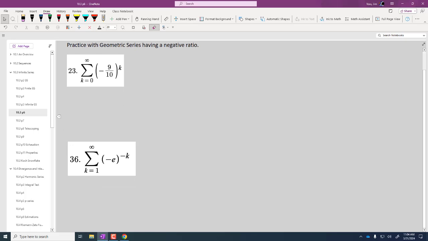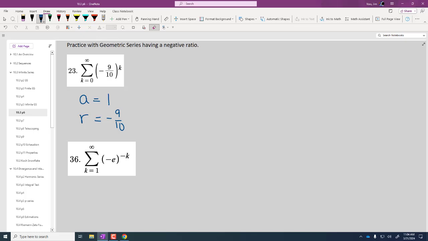So we look at this geometric series number 23, and let's identify A and R. So A is 1. Everyone agree? Plugging in a 0 for that exponent. Any number to the 0 other than 0 is 1. How about the common ratio? Negative 9/10. So is this infinite series going to converge or diverge?